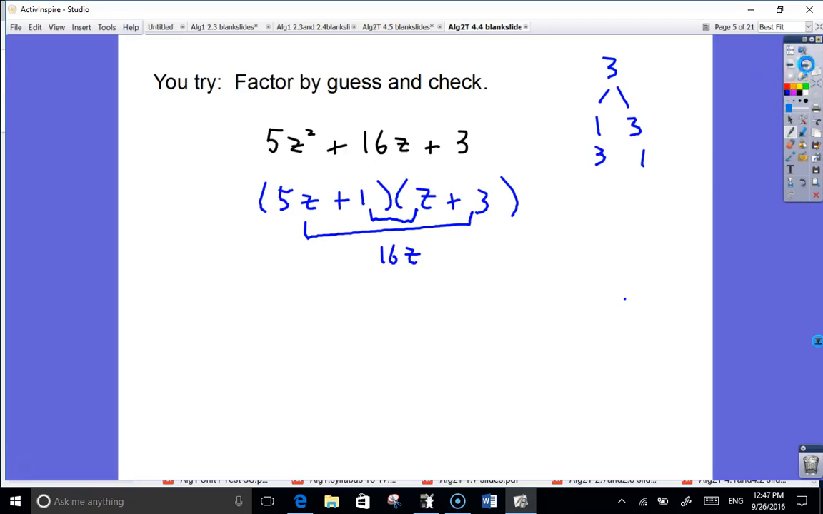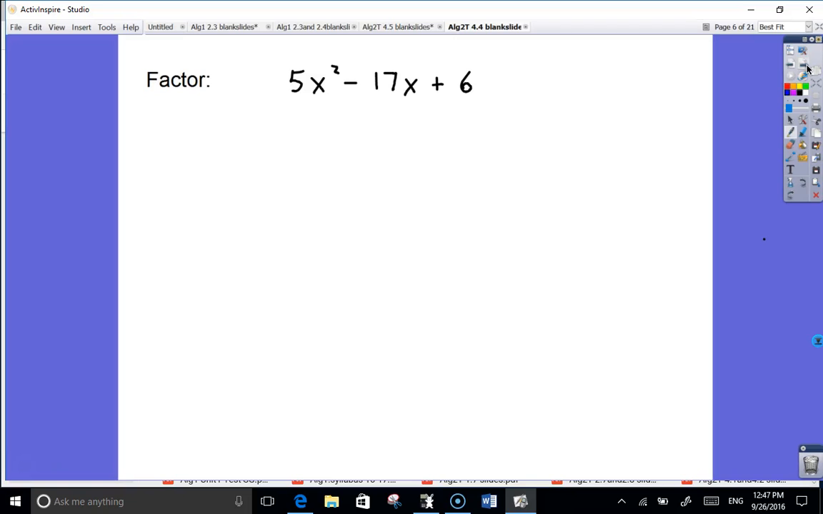Okay, now, let's say we had to do this one. And this one, 5 is still a prime number. 6 is not, okay? 6, at the very least, I would have to check 1 times 6 and 2 times 3. And then they could go in different positions. I could tell you that since the last number is positive, I know that they're either both positive or both negative. But since the middle term is negative, they are both going to be negative, okay? So that at least eliminates some of the having to change signs to see how it goes.